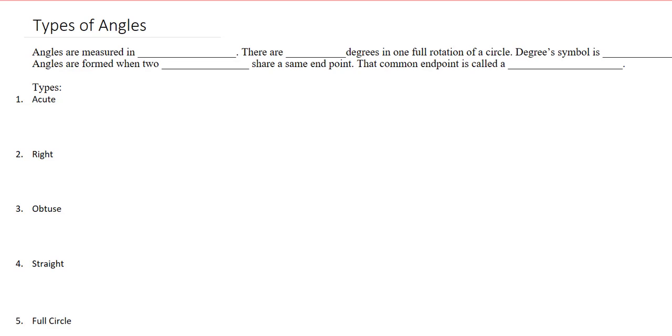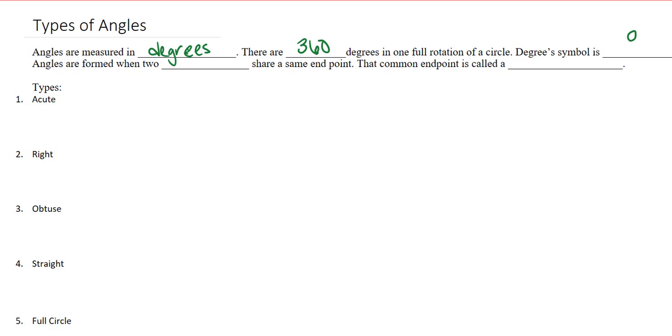Types of angles. Angles are measured in degrees, and there are 360 degrees in one full rotation of a circle. The degree symbol is just like this. We've seen degrees in temperatures and things like that.